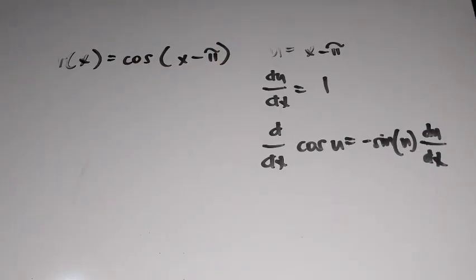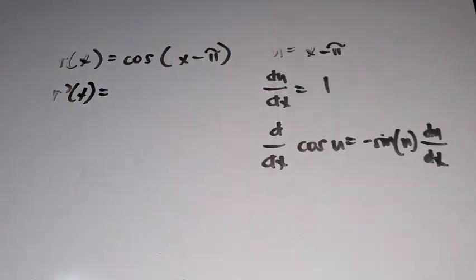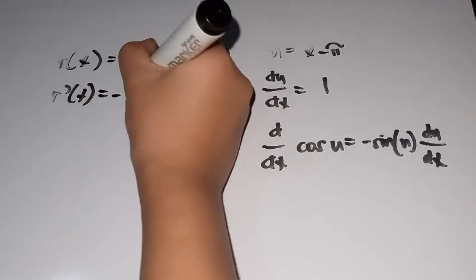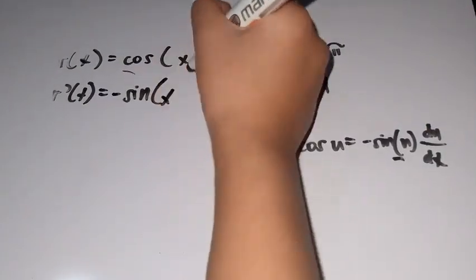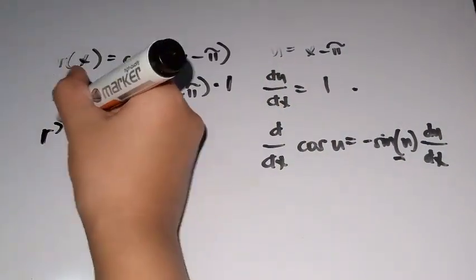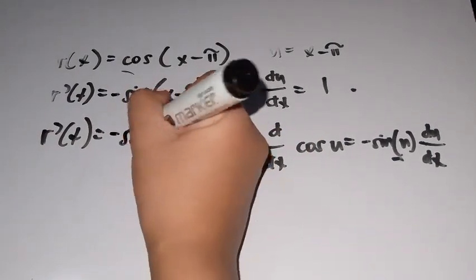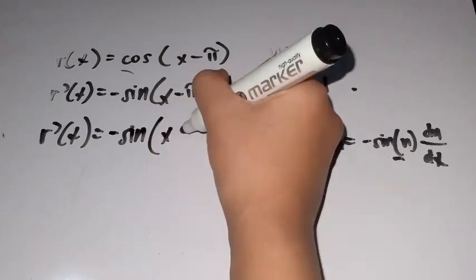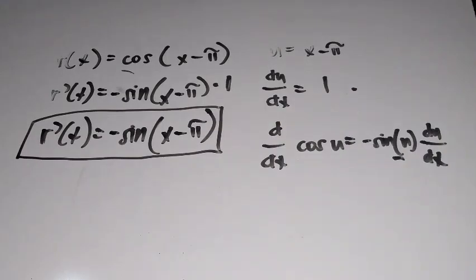Now, let us apply the chain rule to R of x equals cosine of x minus pi. The derivative of R of x is: the derivative of cosine is negative sine, and since u is x minus pi, multiplied by du/dx, which is 1. Negative sine of x minus pi multiplied by 1 is negative sine of x minus pi. Now, this is our first derivative of R of x equals cosine of x minus pi.